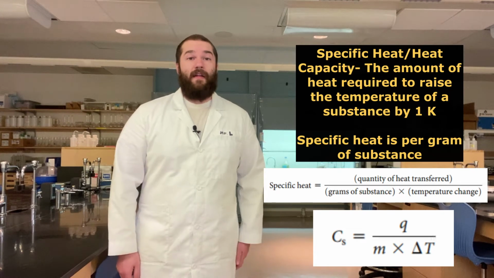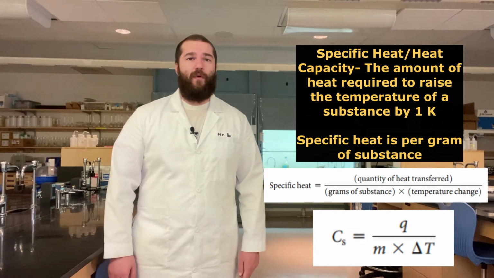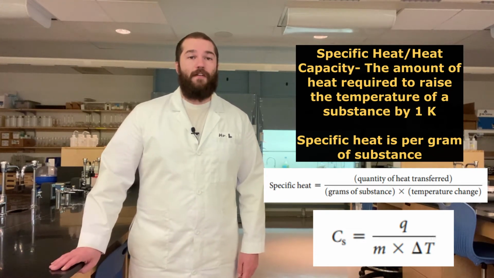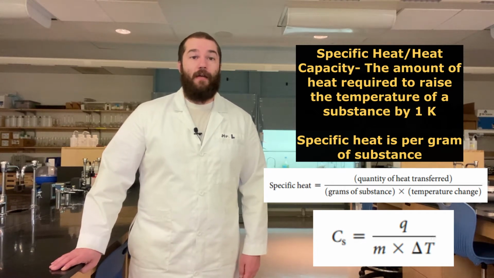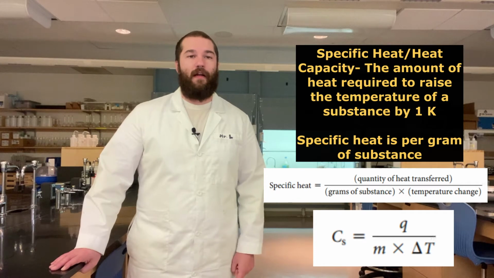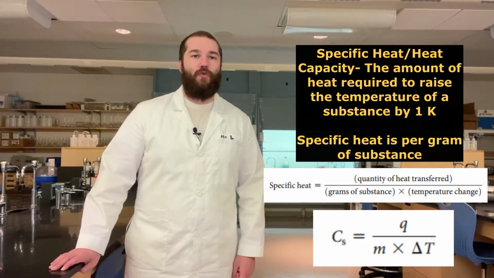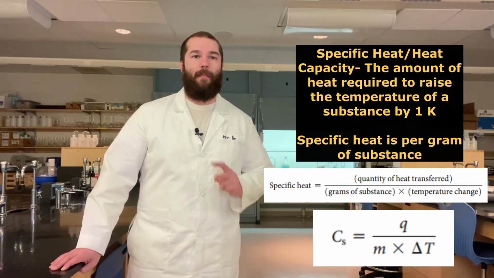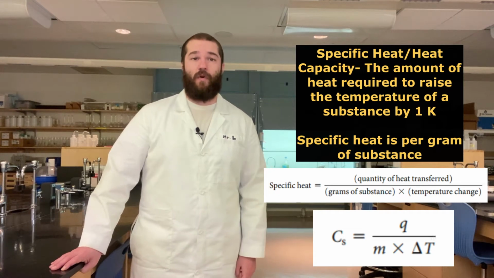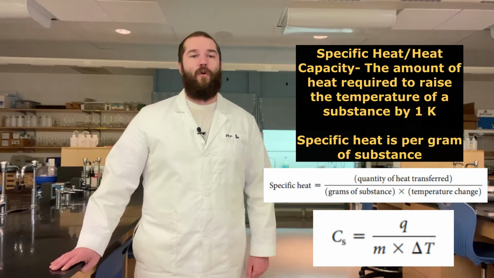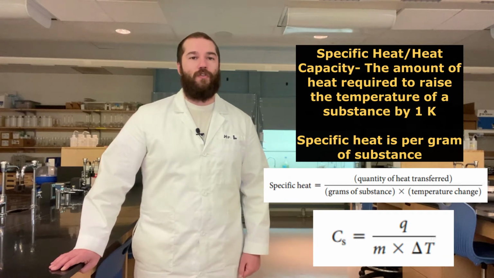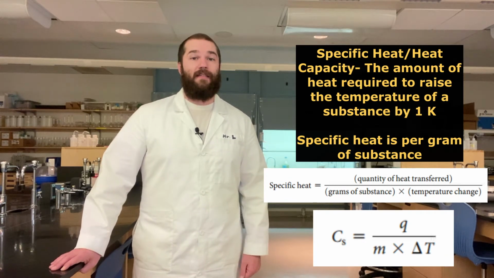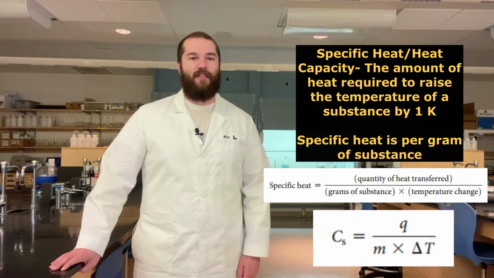So let's talk about an example of heat capacity. If we have something like water, water's heat capacity is 4.18 joule per gram Kelvin. So that means if we have 1 gram of water, it's going to take 4.18 joules to increase the temperature of that water by 1 degree Celsius, which is the same as 1 Kelvin. So if we have 1 gram of water at 15.5 degrees Celsius, and we put in 4.18 joules of heat, which is 1 calorie, it's going to increase to 16.5 degrees Celsius.